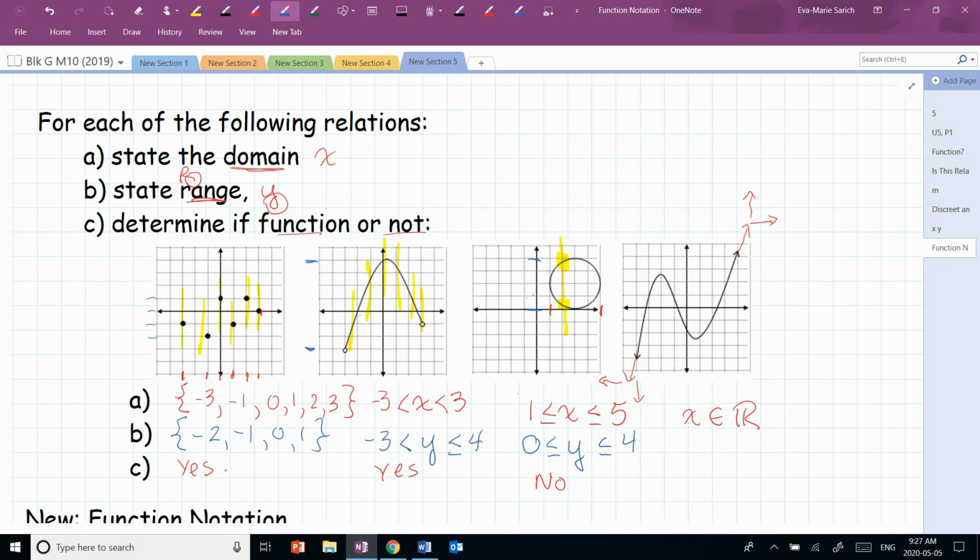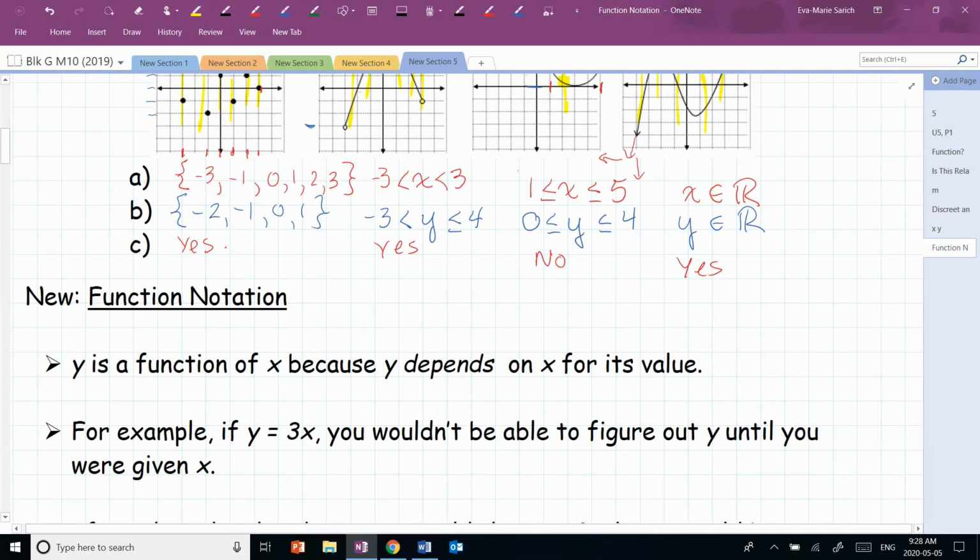And same thing for our y's, it's going to continue to go down infinitely and continue to go up infinitely, so y is going to encompass all of the real numbers again. And if we use our vertical line test, it doesn't matter where we go here, we're not crossing that line more than once, so this is yes function. Okay, that's a review from last week.